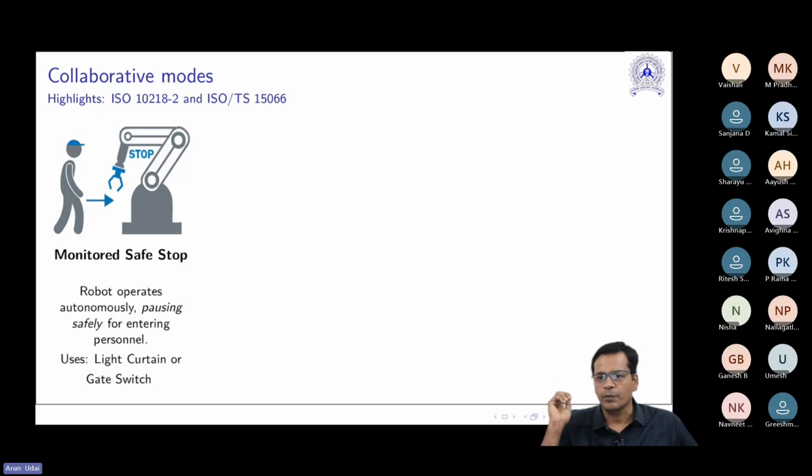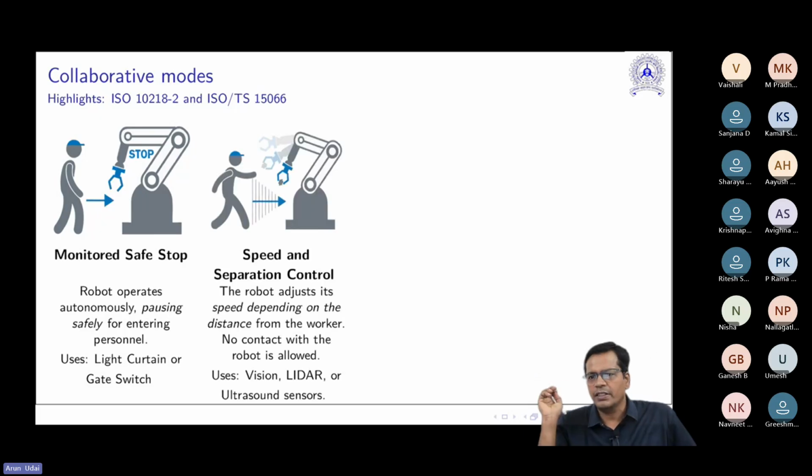So what it actually does: collaborative modes. Safety-monitored stop: the robot operates autonomously, pausing safely for entering personnel. Maybe you have a gate with a limit switch. As soon as you open the gate, a light curtain or a gate switch sends the indication to the robot, and the robot gradually stops.